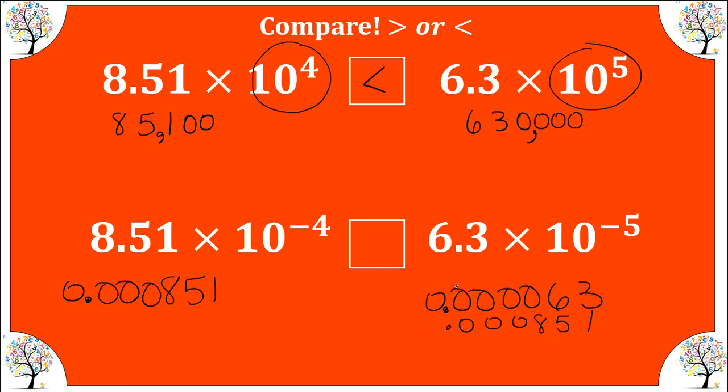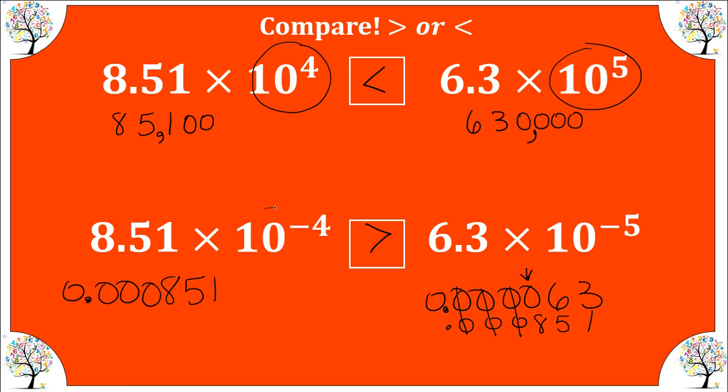So then we just go down the line. These are the same, these are the same, these are the same. These are different, and 8 is more than the 0. Therefore, 8.51 times 10 to the negative 4th is greater than 6.3 times 10 to the negative 5.